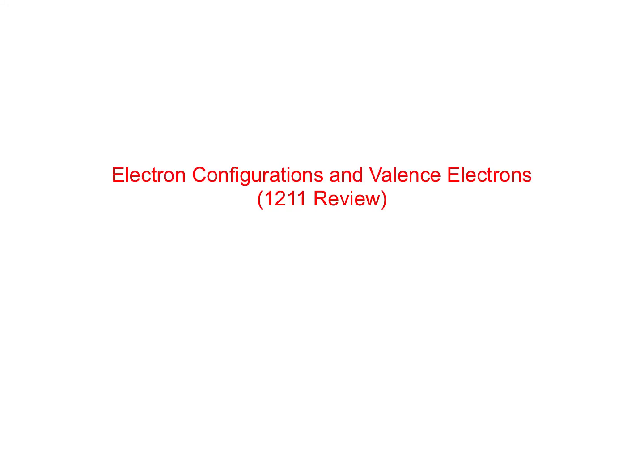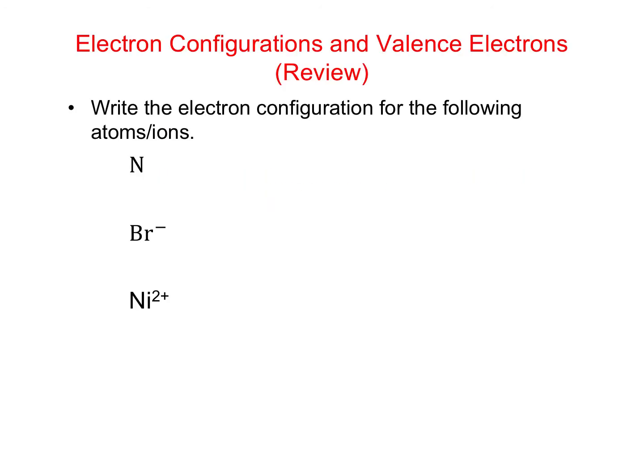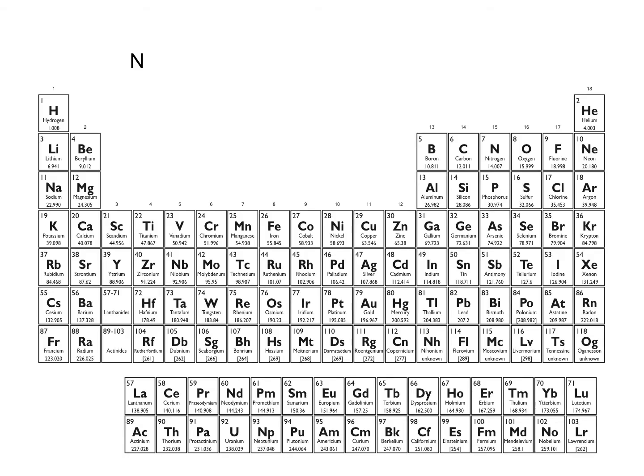Alright, in this video I wanted to just do a quick review of electron configurations and valence electrons, because that's going to be important to what we do with chemical bonding later on in the chapter. So let's start with writing electron configurations for neutral atoms and ions. First we have nitrogen, and we want to write the electron configuration.